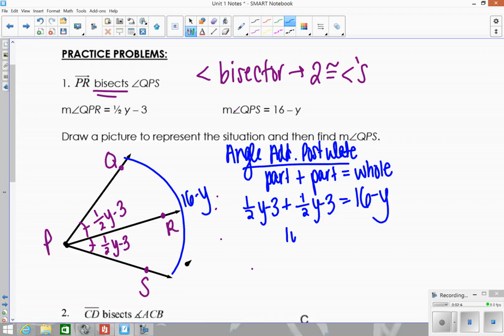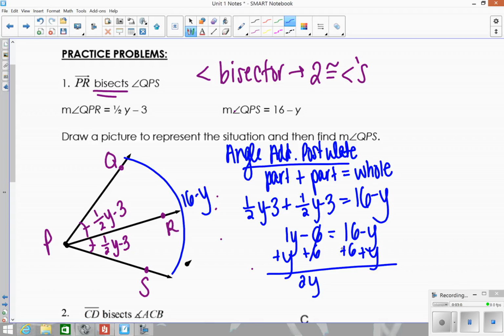So I have 1y minus 3 minus 3 is minus 6 equals 16 minus y. And then from there, you can bring the y over, bring the 6 over. So I have 2y equals 22. Divide by 2, we get y equals 11. So there's my y value.